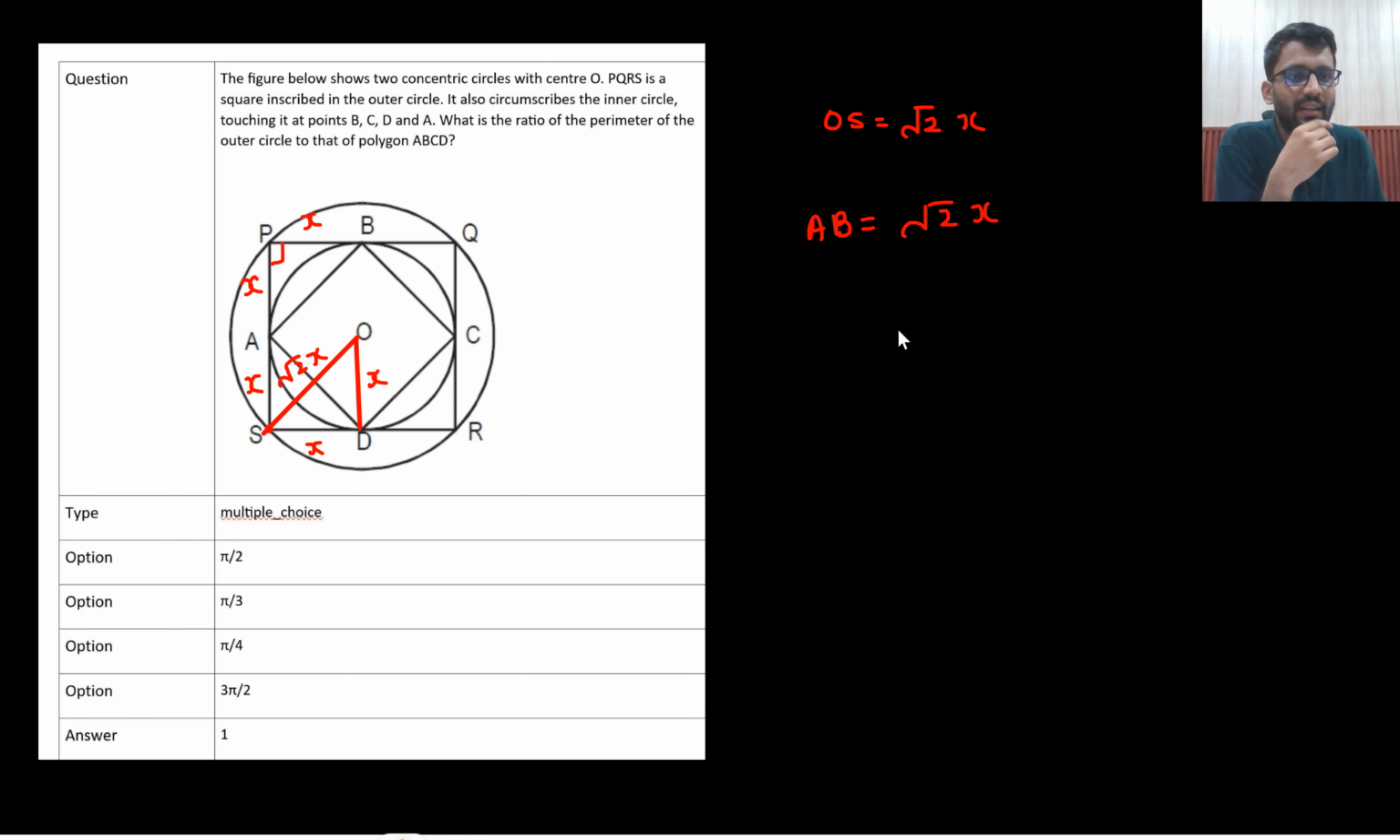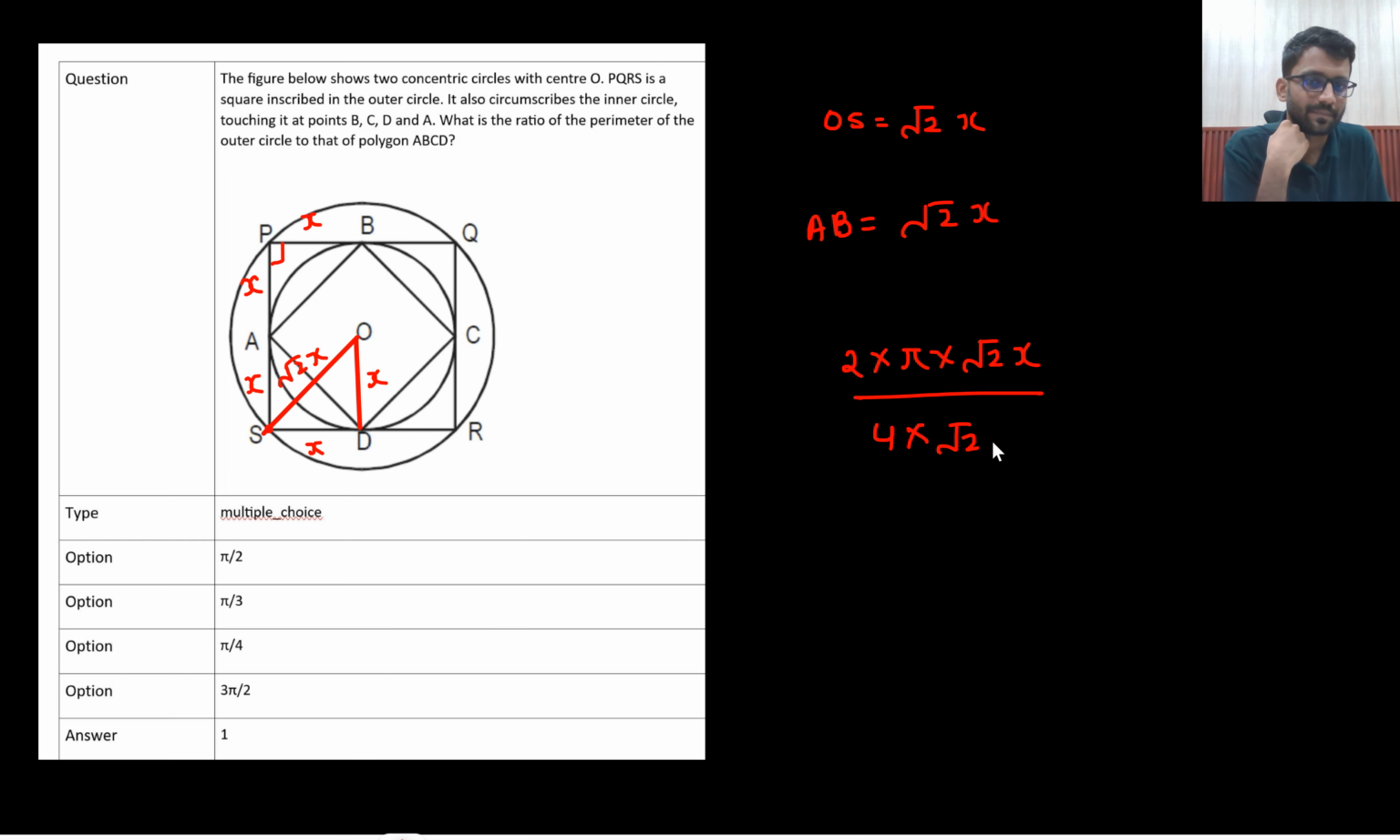So what are they asking? Ratio of the perimeter of the outer circle. That would be 2 into pi into r divided by 4 into AB. So this and this are getting cancelled. Answer is pi by 2. Well and good, very easy.